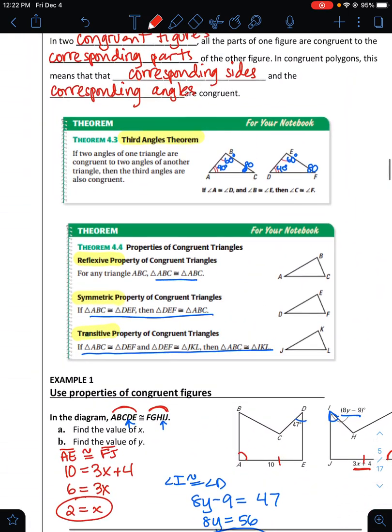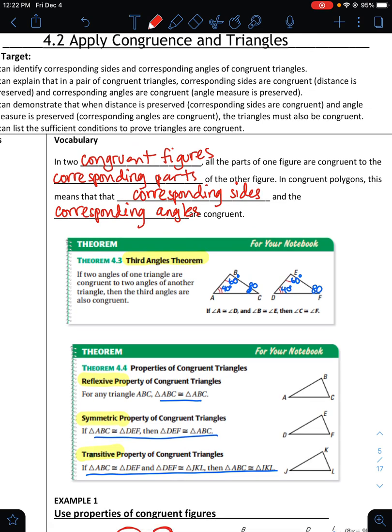One more thing I want to remind you of is, again, congruent. If figures are truly congruent, all their pieces are equal. So that means when we're talking about triangles, the 3 sides in one triangle are equal to the 3 sides in the other, and same with corresponding angles. Okay, that wraps up this lesson.